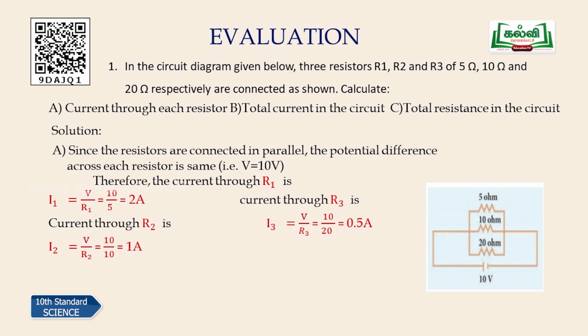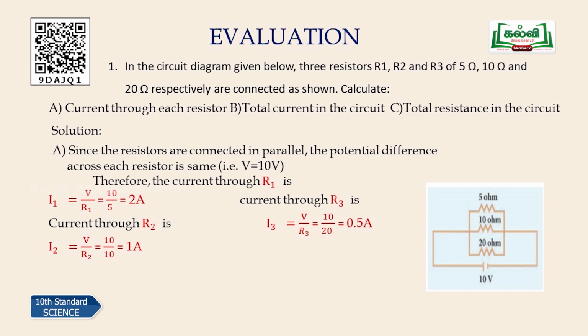Now look at the diagram. Here they have given a parallel combination. That one you have to keep in your mind. The 3 resistors are connected in parallel way. First question, current through each resistor we have to find. For that what you have to do? We have to go for Ohm's law. What is Ohm's law? I is equal to V by R.